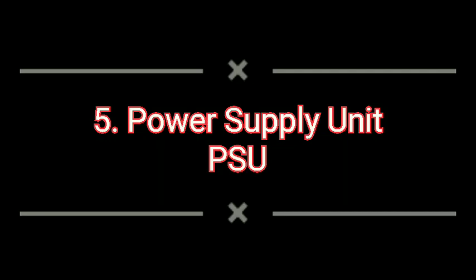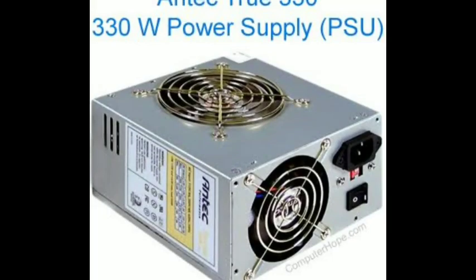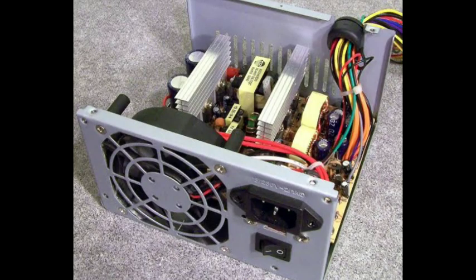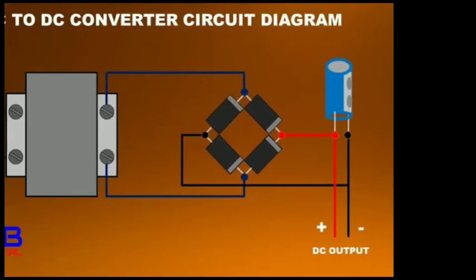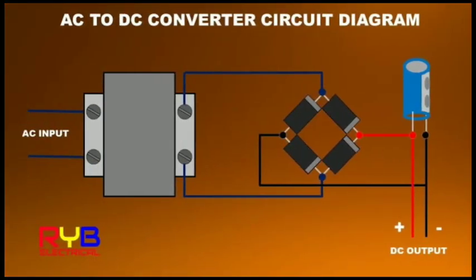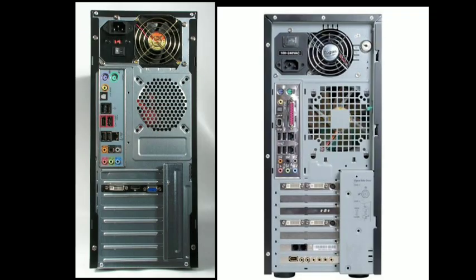Number 5, power supply unit. PSU. A PSU is an internal IT hardware component. Power supply units do not supply the system with power. Instead, they convert it, which means a power supply unit converts the AC into DC current. The power supply is visible from the back of many systems because it contains the power cord receptacle and the cooling fan.